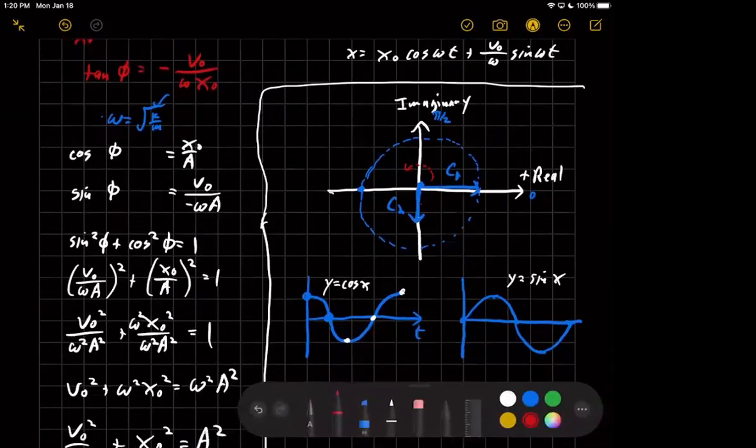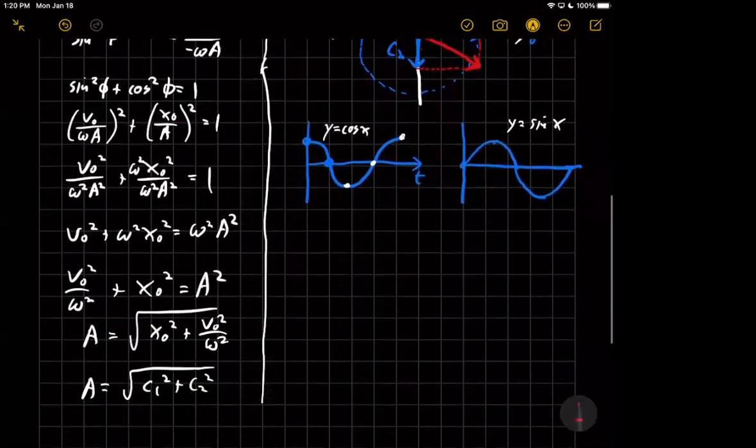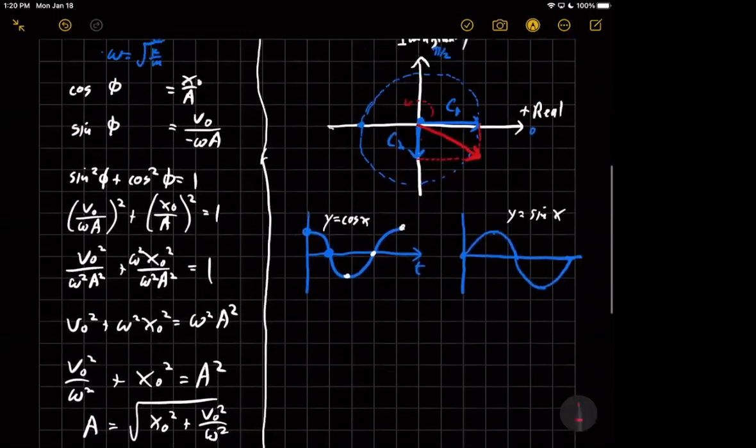Now, what happens if we add our phasors just like we add vectors? Well, it should add up to be that phasor right there. Now, what's the length of that? Well, using the Pythagorean theorem, it would be the square root of C1 squared plus C2 squared, which is exactly what we said A should be. So this could represent the amplitude.